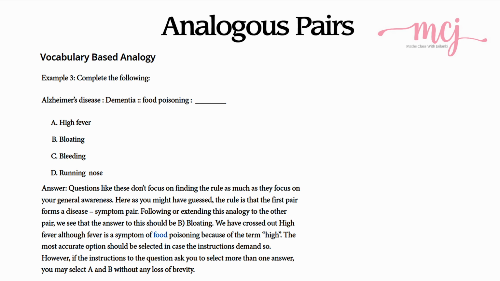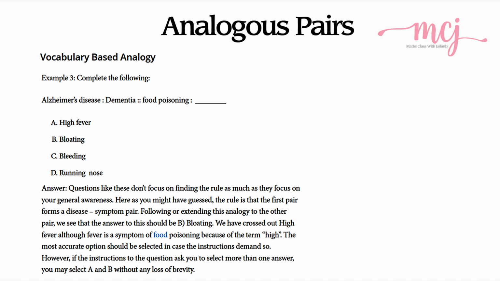Questions like these don't focus on finding the rule as much as they focus on your general awareness. Here, as you might have guessed, the rule is that the first pair forms a disease symptom pair. Following or extending this analogy to the other pair, we see that the answer to this should be B, bloating. We have crossed out high fever, although fever is a symptom of food poisoning, because of the term high. The most accurate option should be selected in case the instructions demand so.